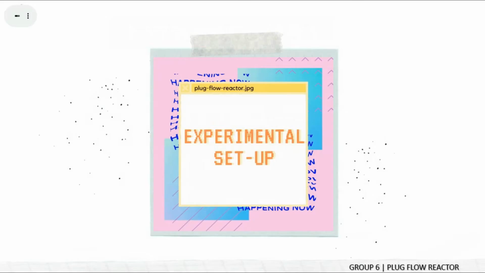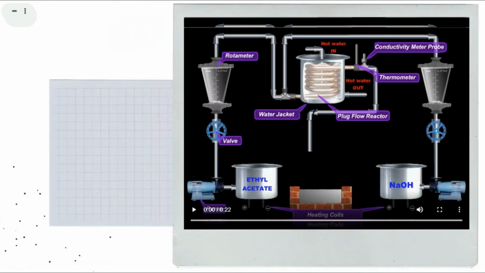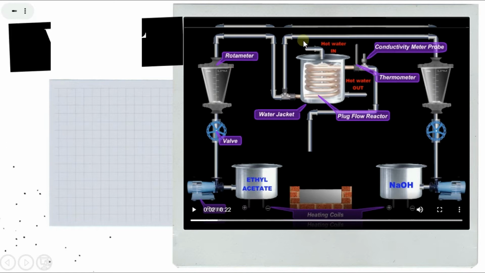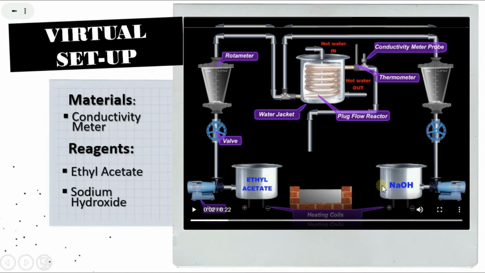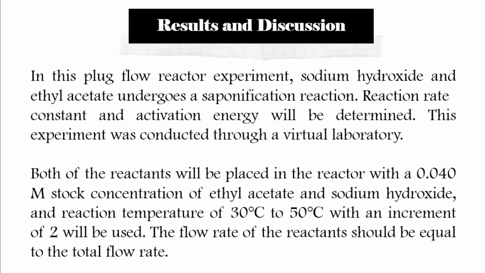Let's now move on to the experimental setup of our virtual laboratory. This is the virtual setup for the experiment. For our materials, we need a conductivity meter. For the reagents, we have the ethyl acetate and the sodium hydroxide. In this plug flow reactor experiment, sodium hydroxide and ethyl acetate undergo a saponification reaction. Reaction rate constant and activation energy will be determined.